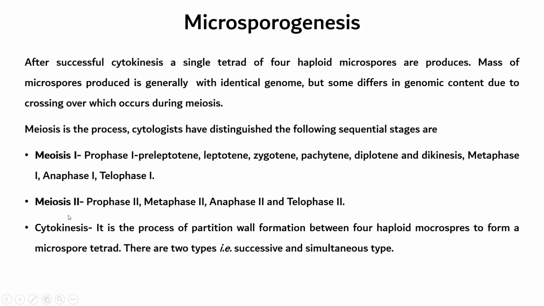Now meiosis second is nothing but a mitotic division in which there is no reduction of chromosomes. It shows 4 stages: prophase second, metaphase second, anaphase second, and telophase second. Now let us see cytokinesis and its types.